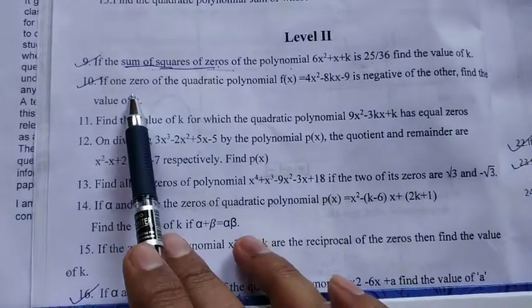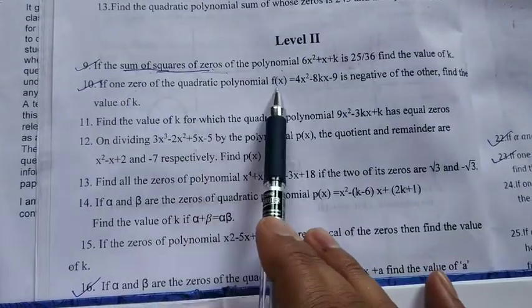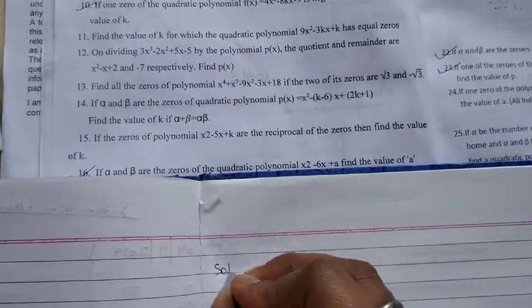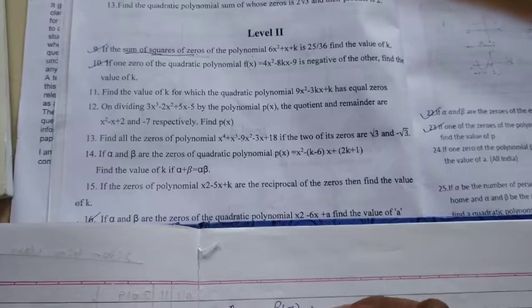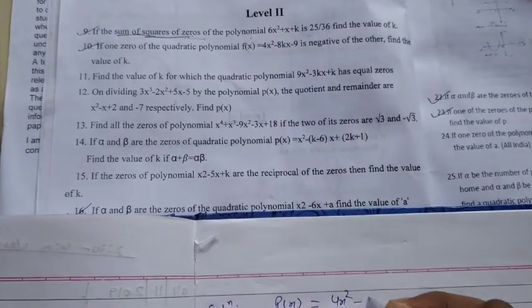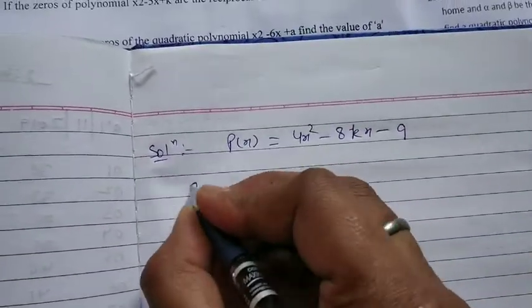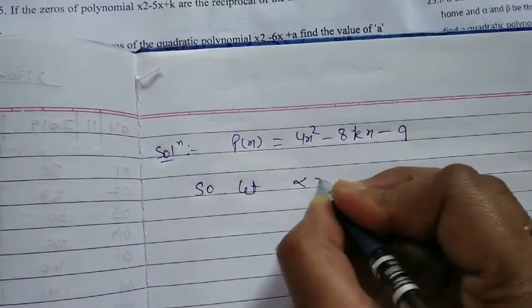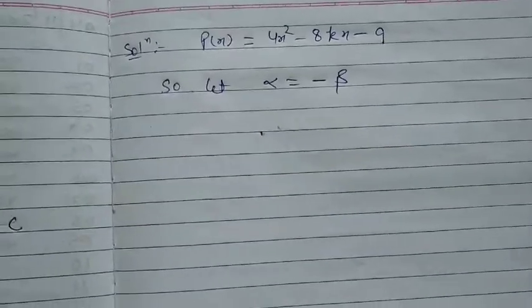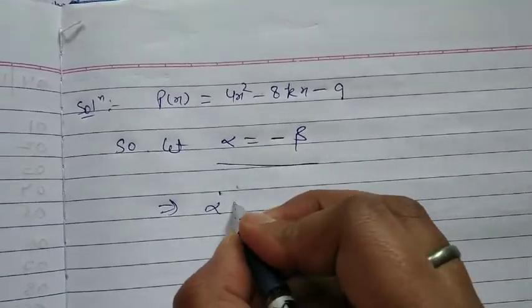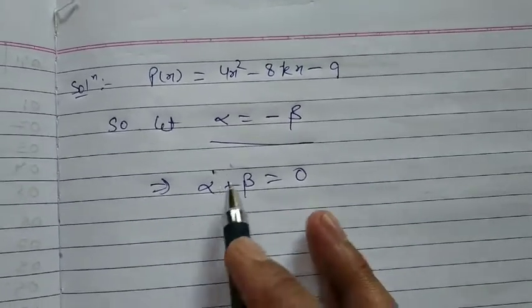Now in the second question it is given that if one zero of the quadratic polynomial is the negative of the other, find the value of k. In this the polynomial is 4x square minus 8kx minus 9, and it is given that one zero is the negative of the other. So let alpha equal minus beta. With this information, on transposing we get alpha plus beta equals 0 because they are opposite of each other.